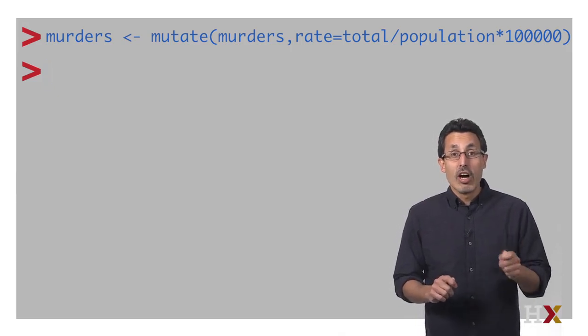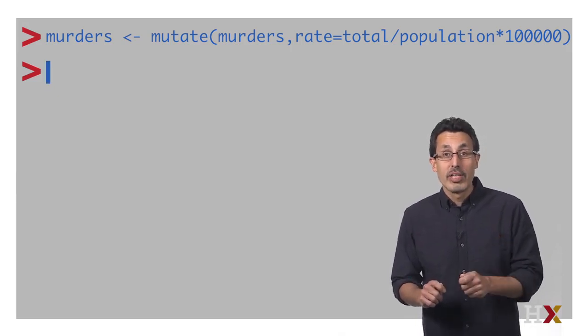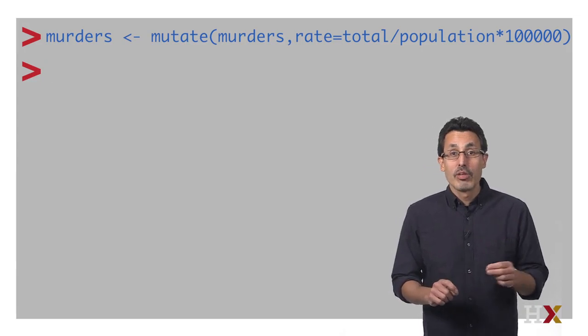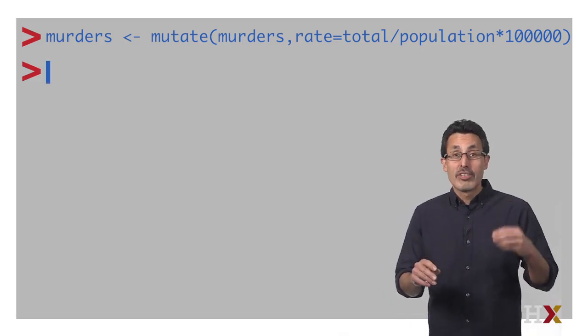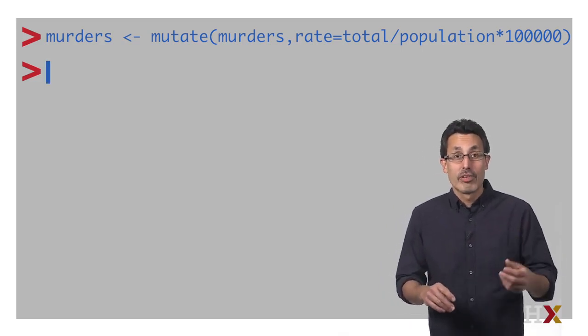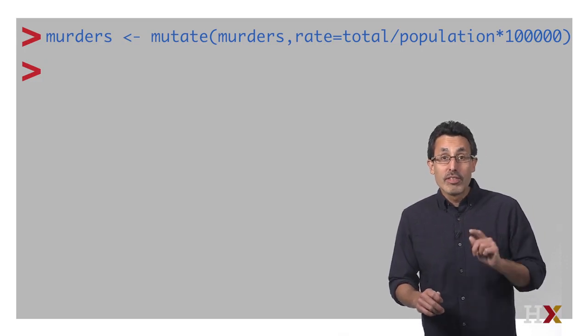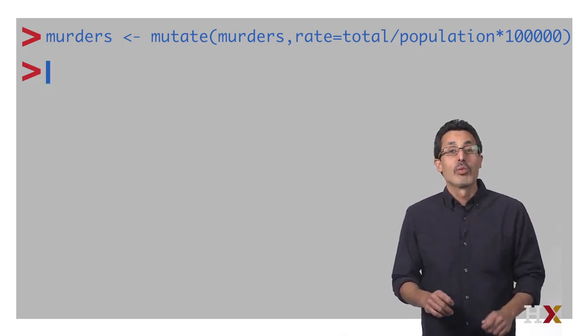Note that in this call, we use total and population. These are not defined in the workspace. What is happening here is that the mutate function knows to look for these variables in the murders data frame rather than in the workspace. This makes the call much cleaner because we don't have to keep writing murders over and over again. So the intuitive line of code above does exactly what we want.